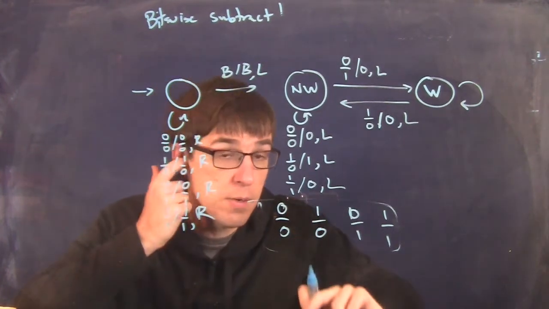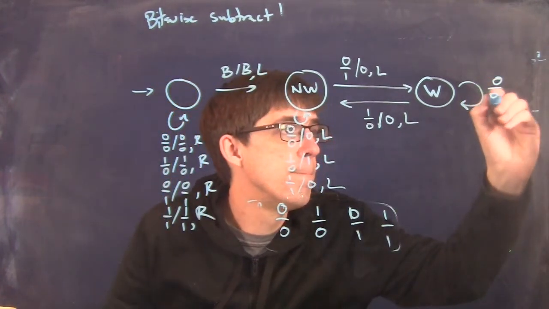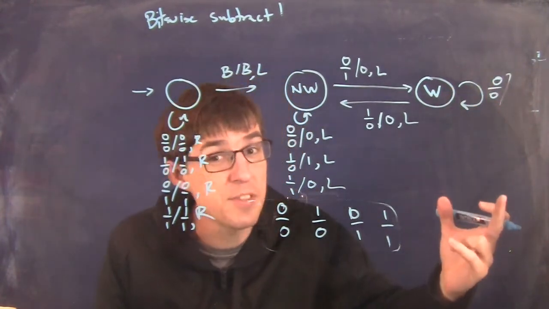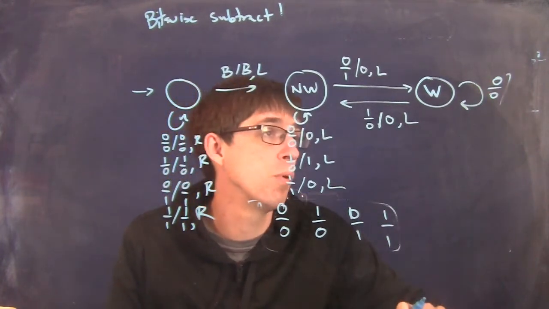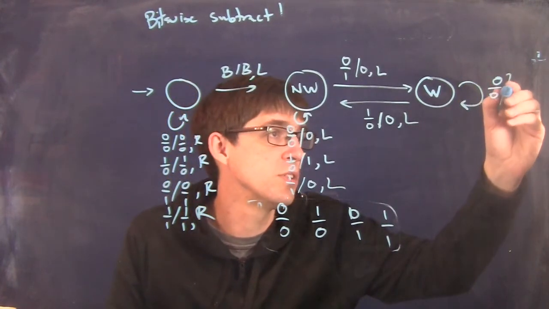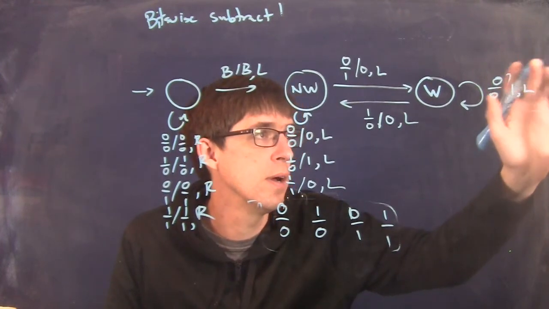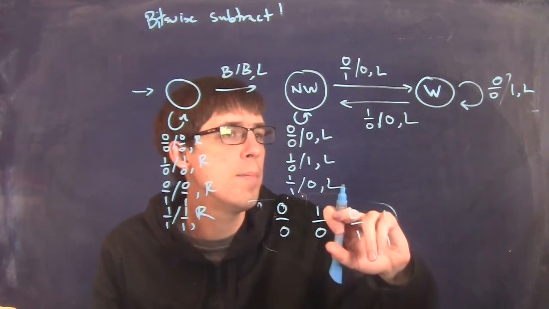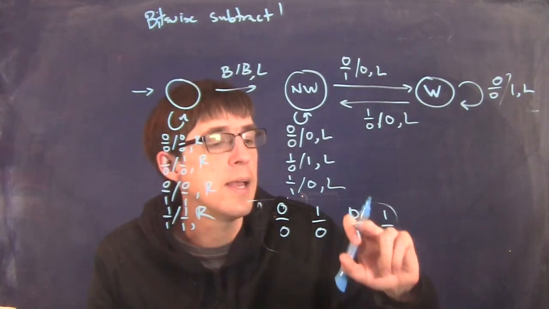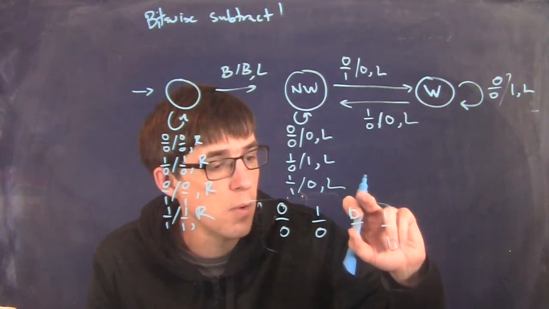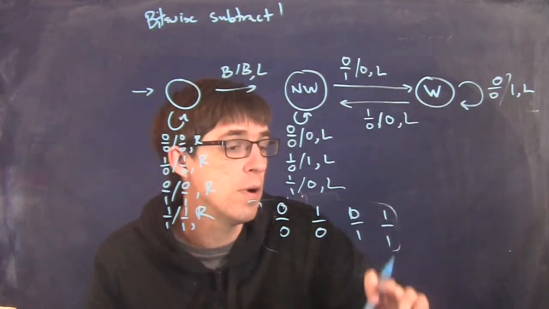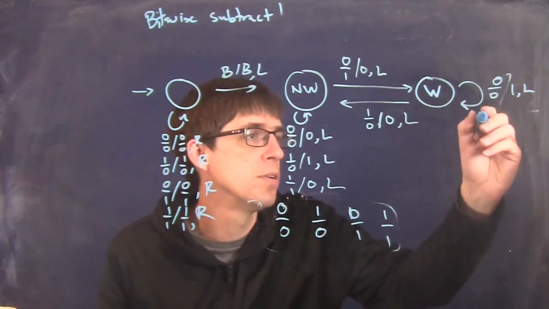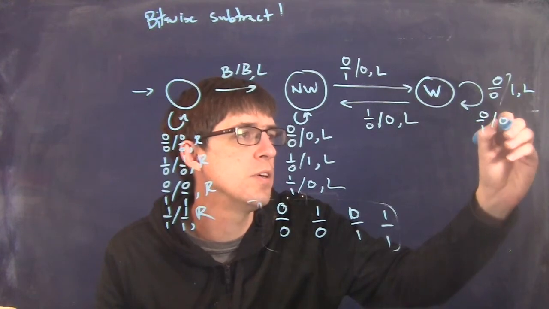What if it was 0 and 0, but this 0 had been borrowed? If this 0 had been borrowed, it means we're actually going to have to do another borrow, but this will have turned into a 1, and I'll do 1 minus 0, which is 1, and then move to the left. All right? 0, 0 should have 1, and then move to the left. What about 0, 1? Again, if this 0 has been borrowed, then really it's like a 1, and we need to carry the borrow further. But anyway, it's going to be 1 minus 1 is 0. So this is going to be 0, 1, 0, L.